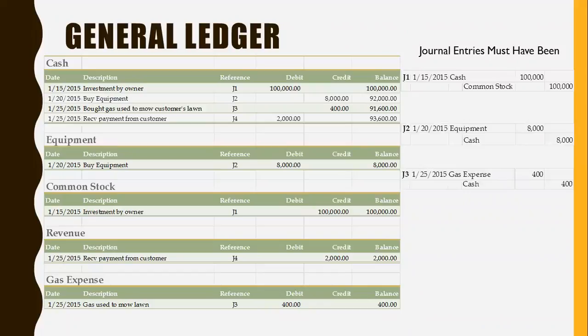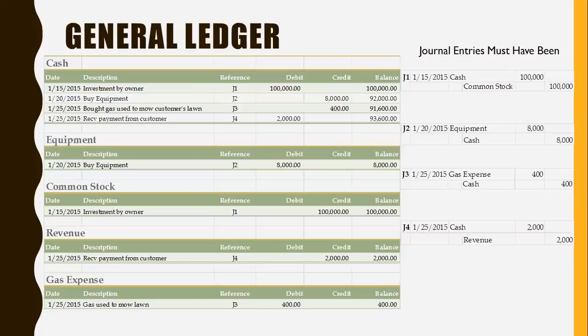J3, gas expense and cash for $400. So we used up some gas to mow somebody's lawn. And then in that fourth one, we collected the cash for that lawn that we mowed. So we have revenue. Obviously, those journal entries are done first, and then we take those numbers and copy those to the general ledger. Our debits and credits have to equal in the journals, and if we post everything correctly, our general ledger debits and credits have to equal as well.